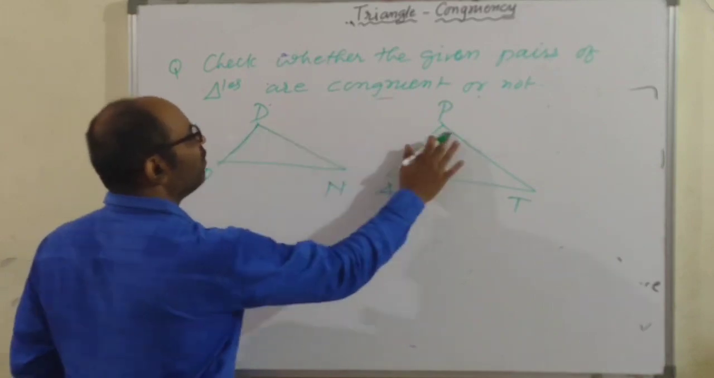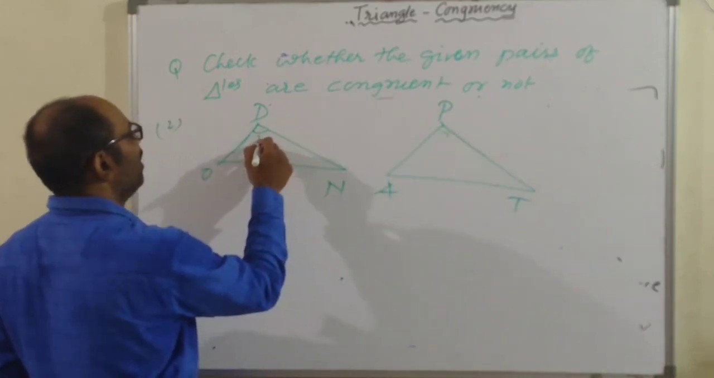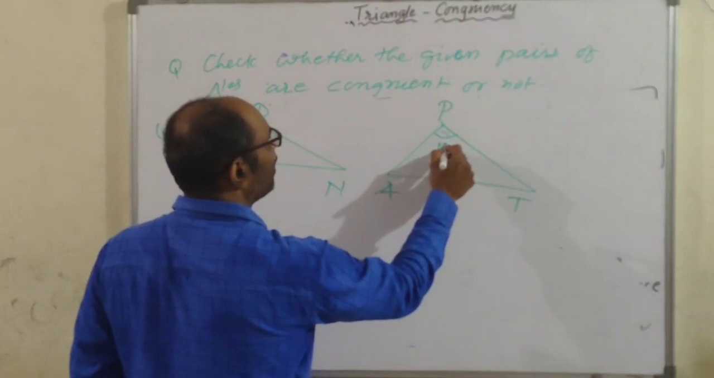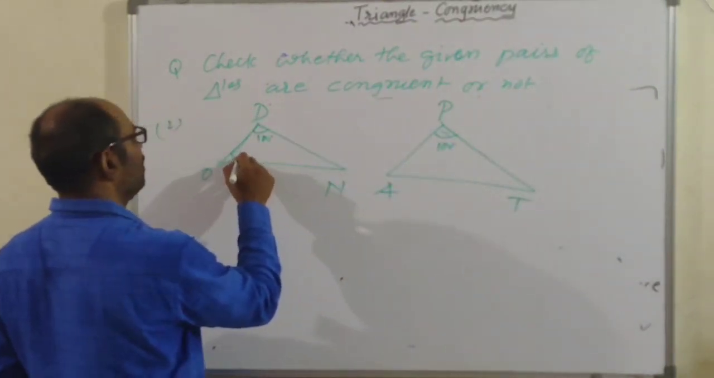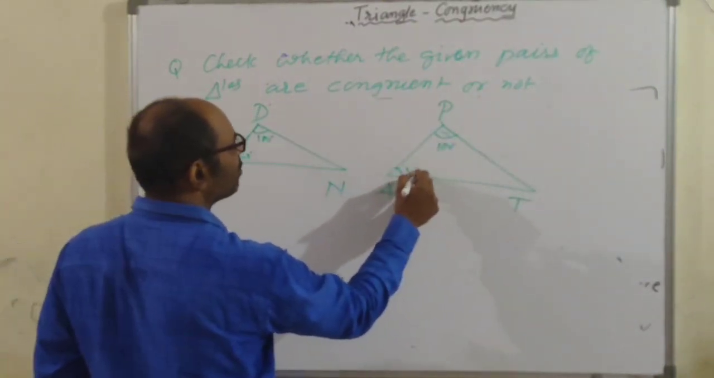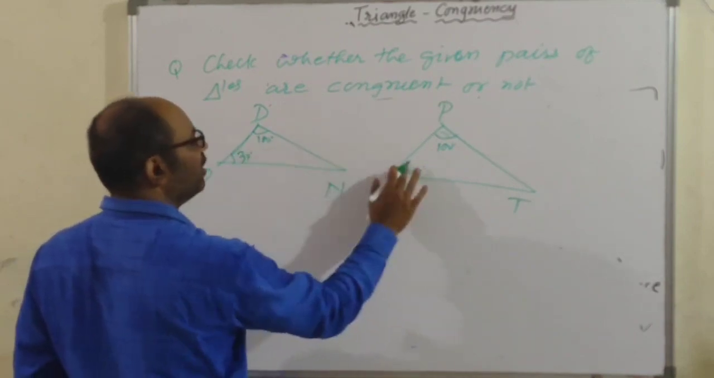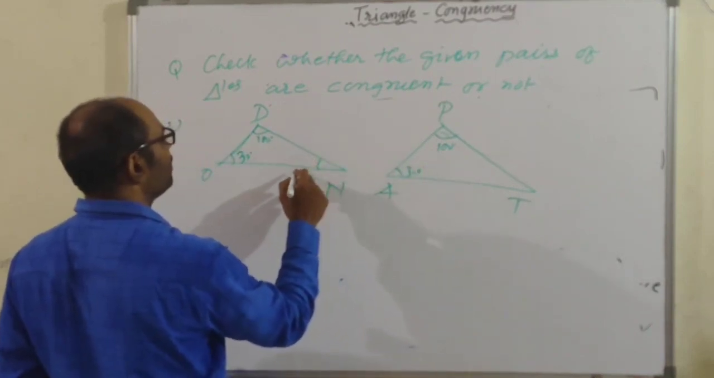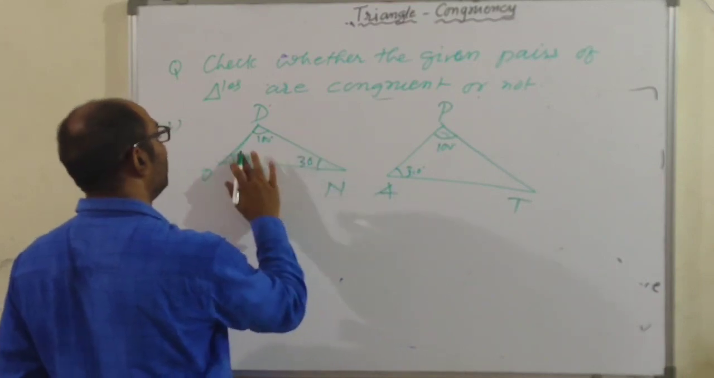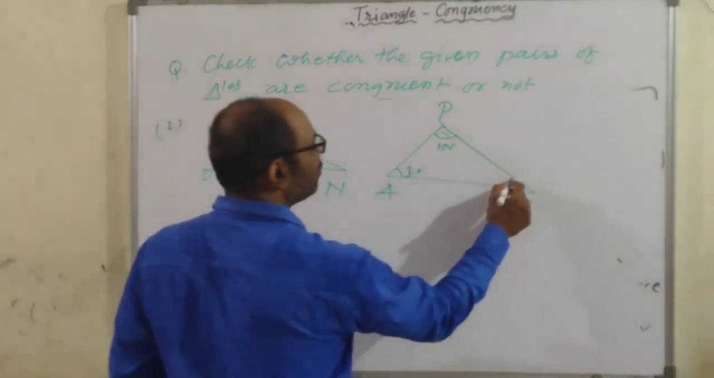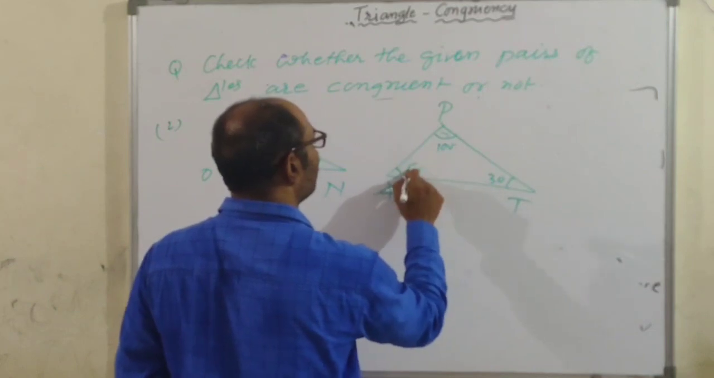Okay, fine. This is 100 degrees. This is also 100 degrees. This is 40 degrees. This is also 40 degrees. Okay, this is 30. This is 30. This should be 30 and this should be 50. This should be 30 and this should be 50.